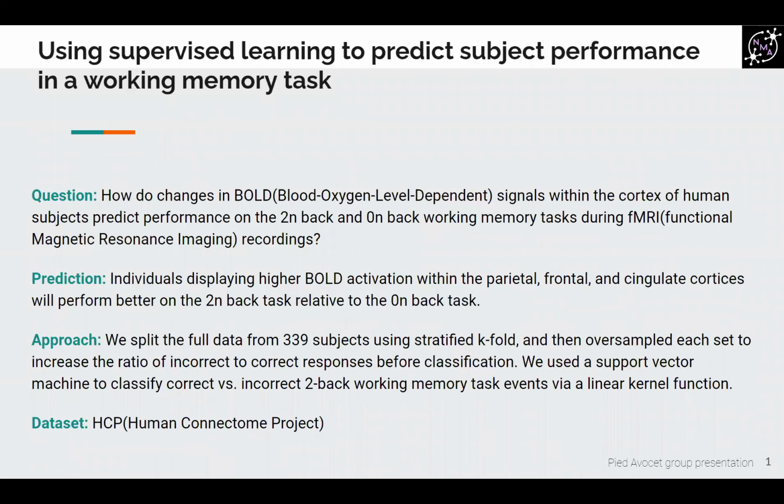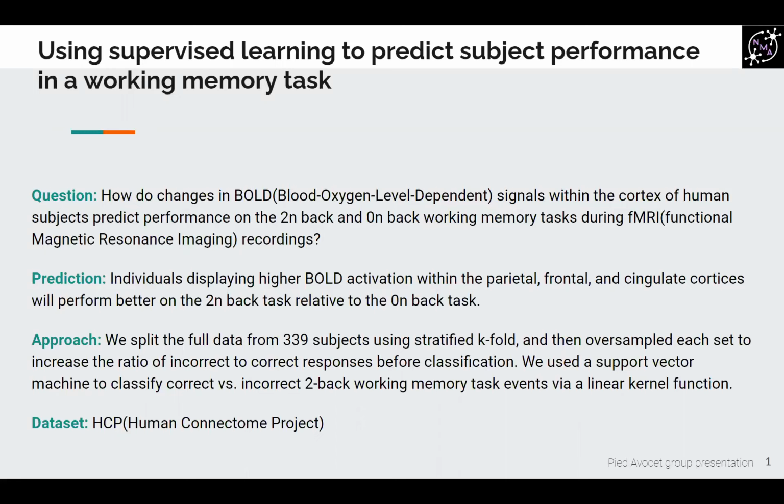Hi everyone, we are the PIDE Avocet team from the FIERCE Avocet pod, and we worked on the Human Connectome Project dataset. We wanted to address the question and see if we could use the neural activity, in our case, the blood oxygen level dependent signals, to predict the subject performance on the 2-back and the 0-back working memory tasks. Our hypothesis was that individuals who display a higher BOLD activation will perform better on the 2-back task, and we should be able to decode this information and predict the outcome.